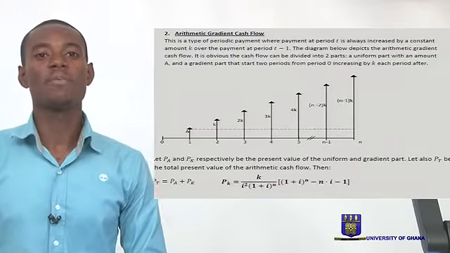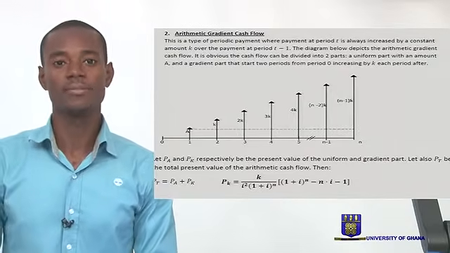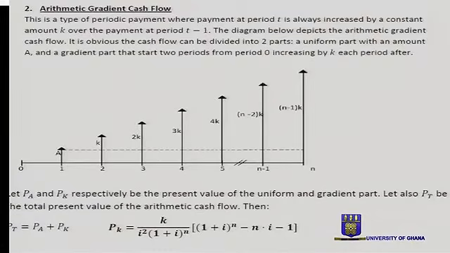Okay, so the second type of cash flow we would also look at is the arithmetic gradient cash flow. This is the kind of cash flow where the sum or the monies that is going out or coming in is increasing by a certain fixed sum. Look at the diagram I have here. I have a certain sum, say A. And then A increases by a fixed sum K. And so over the years, it keeps increasing by K till the last period.